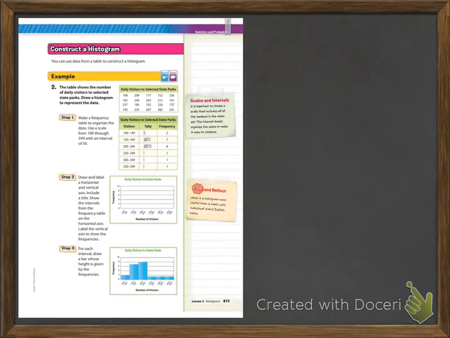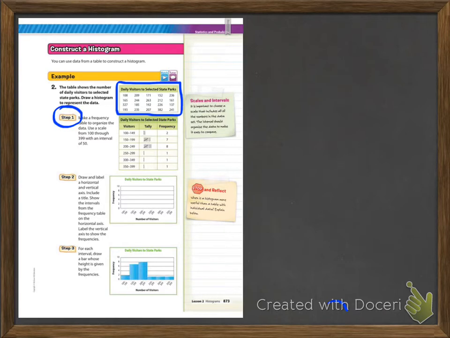All right, so going on to example 2. Now we're going to actually be constructing a histogram. So the first thing that you're going to do, it says here, the table shows the number of daily visitors to selected state parks. Draw a histogram to represent the data. So the first thing you need to do is, when you have your data here that I'm putting a box around, you need to organize that into a tally and frequency table, just like we did at the very start of our lesson. So you're going to start by making a frequency table.